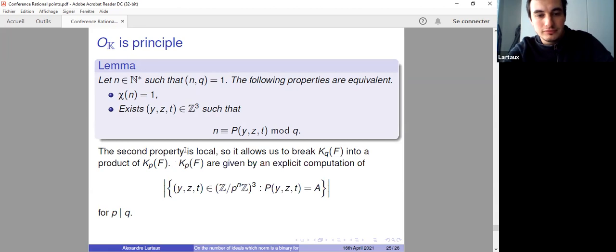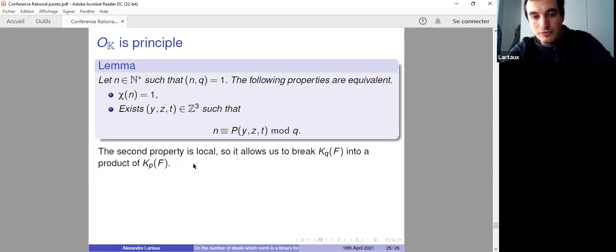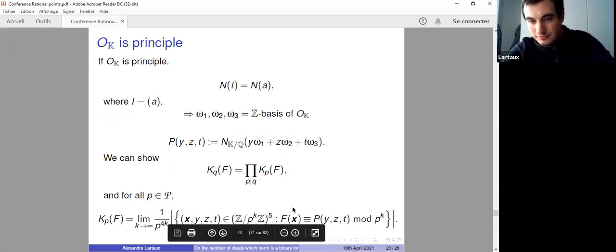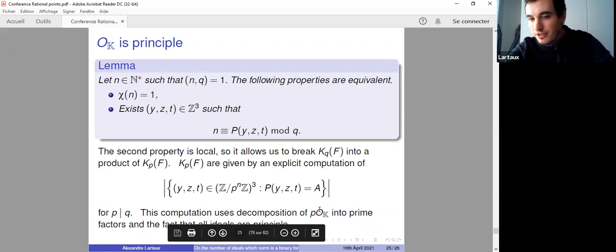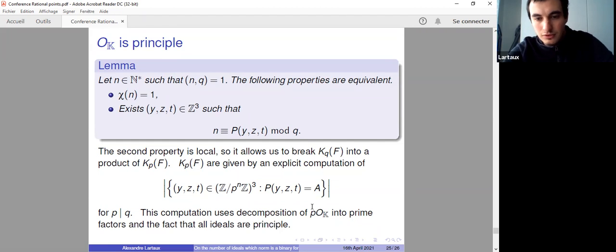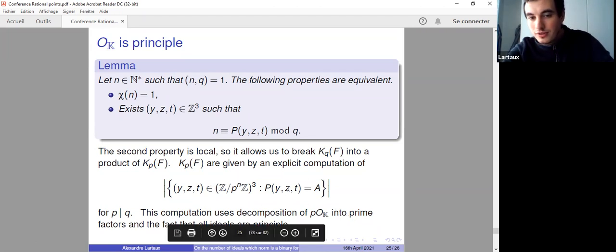So it remains to prove that KP is in this form, and to do that, we have to give an explicit computation of those sets for a generic A, and this computation needs the decomposition of POK into prime factors. In this case, because P divides Q, POK is 3 times a prime ideal. And also to complete this set, we need that this prime ideal, the only prime ideal of POK, is principal.